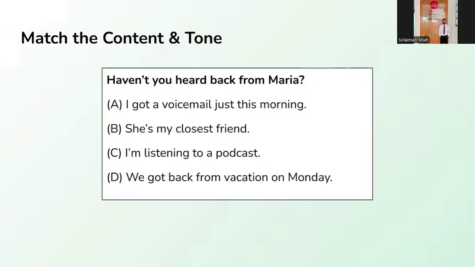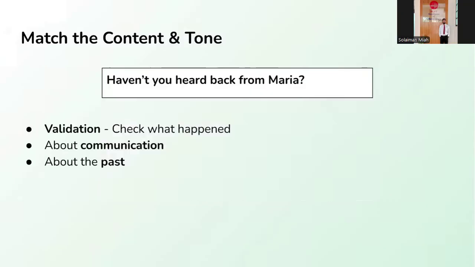Now let's try matching content and tone with one more example. Pause the video and try answering this question on your own before moving on. The speaker is checking whether communication has happened, so the response needs to address that directly. This slide highlights what the question is really about. It's about communication, something that happened or didn't happen in the past. The answer might include a yes or no, or it might give information that implies a yes or no answer, even if not said exactly.